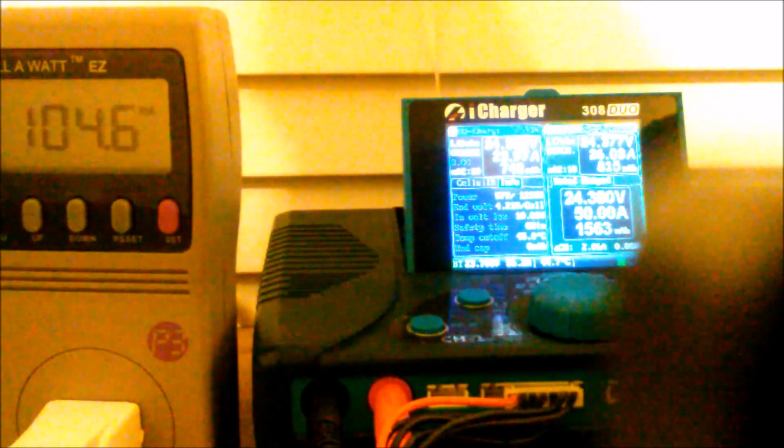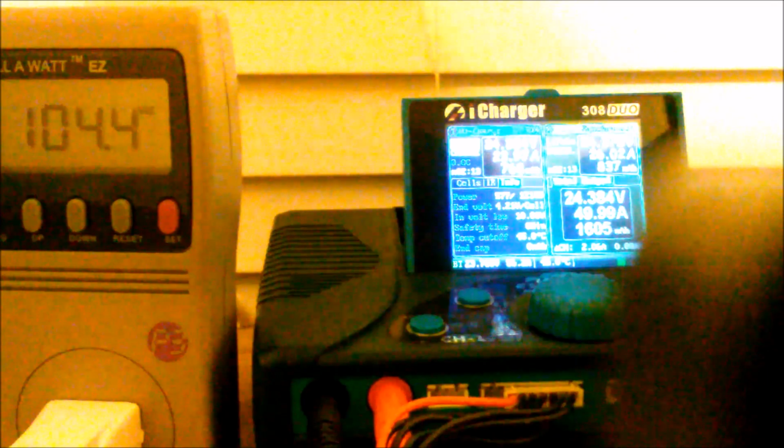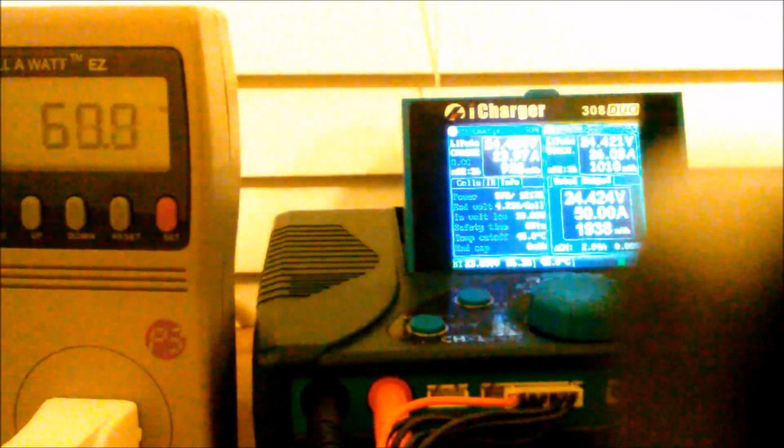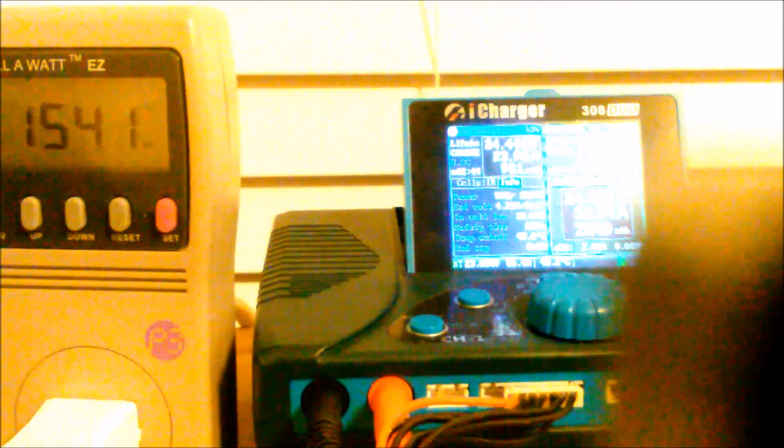The voltage is 104, which is the AC voltage coming out of the wall. It's sagged down from 120 all the way down to 104. So there's a huge load on the power supply. The power factor correction is 0.99, so it's the best that it can possibly get without it being a perfect one. Just showing 60 hertz. I'm gonna just let this play out for the duration of the charge.